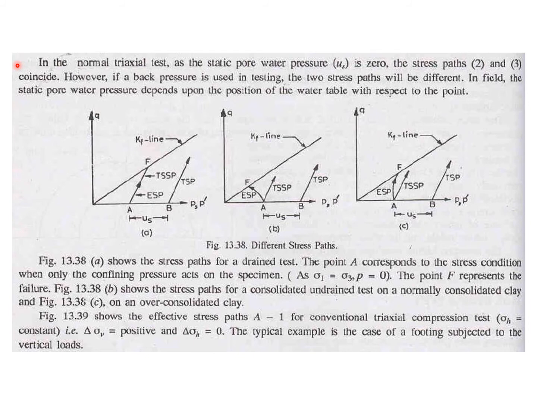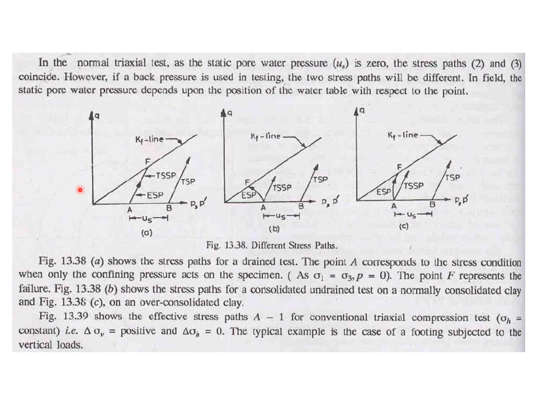In the normal triaxial test, as the static pore water pressure u sub s is 0, the stress paths 2 and 3 coincide. However, if a back pressure is used in testing, the two stress paths will be different. In the field, the static pore water pressure depends upon the position of the water table with respect to the point.